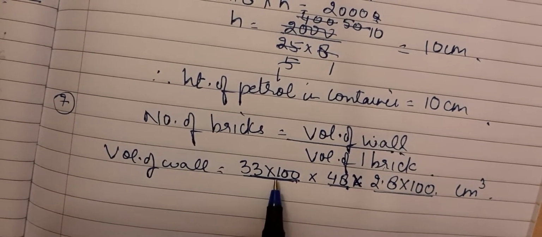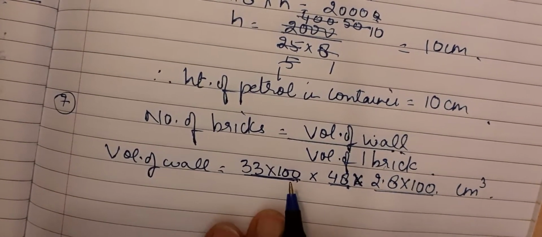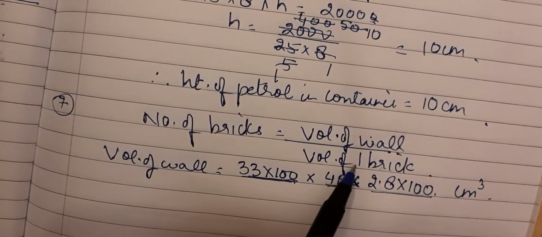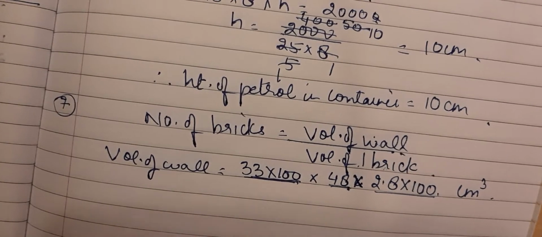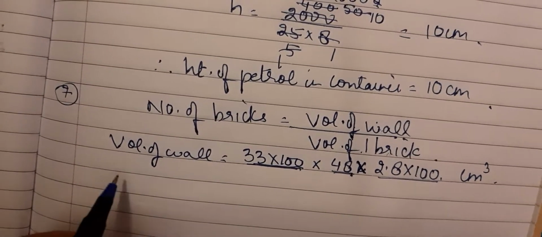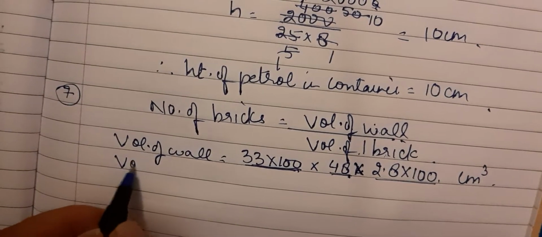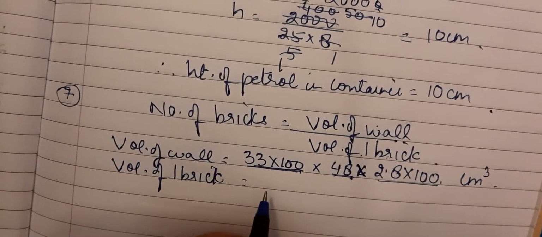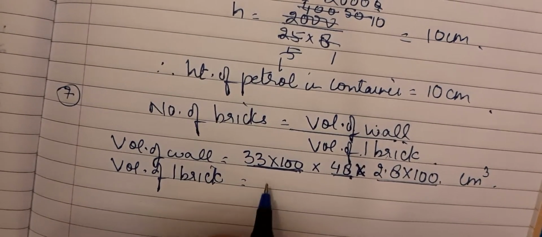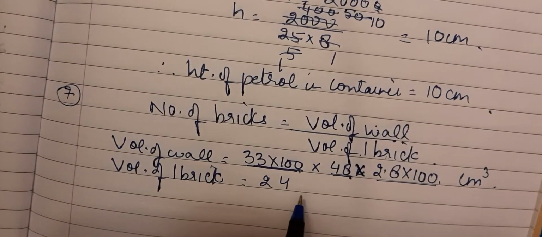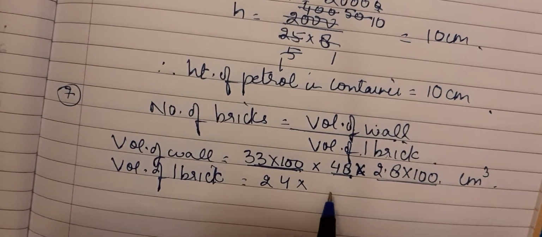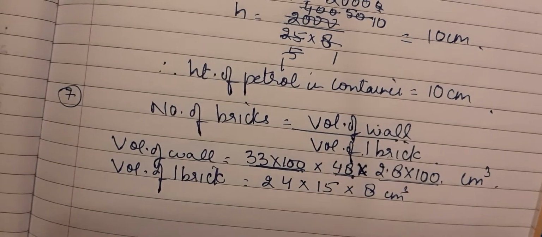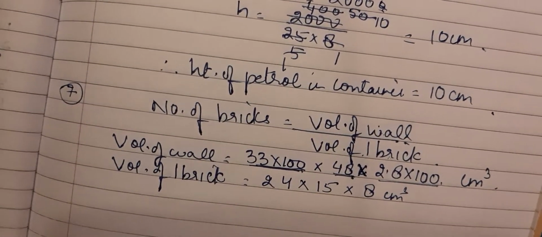Now I am not doing any multiplication or calculations. Leave your answer like this for the volume of the wall, because when you are going to divide the volume of the wall with the volume of one brick, many numbers will just cancel each other. Now how will you find the volume of one brick? The dimensions of the brick are given to you as 24, that is length, into breadth 15, into height 8 centimeter cube. No need to do its multiplication also.